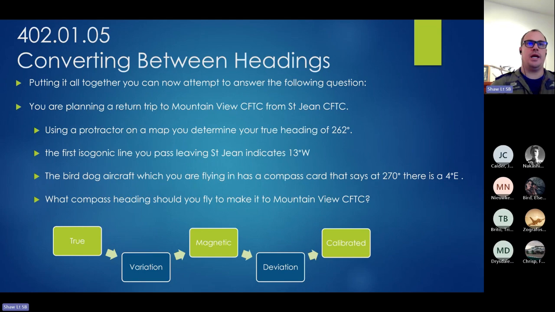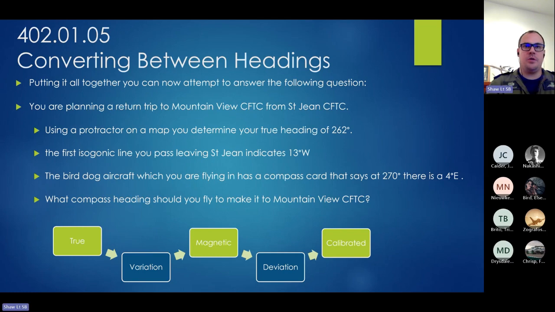So converting between headings. Putting it all together, you can attempt to answer the following question. We're flying from Mountain View to Saint Jean using a protractor on a map. It's called a Douglas protractor. It's not like a protractor you might use in school, like a semicircle. A Douglas protractor is actually a square, and it's used to measure the angle for latitude and longitude, but also for measuring our track. So you determine your true heading that you need to fly of 262 degrees.